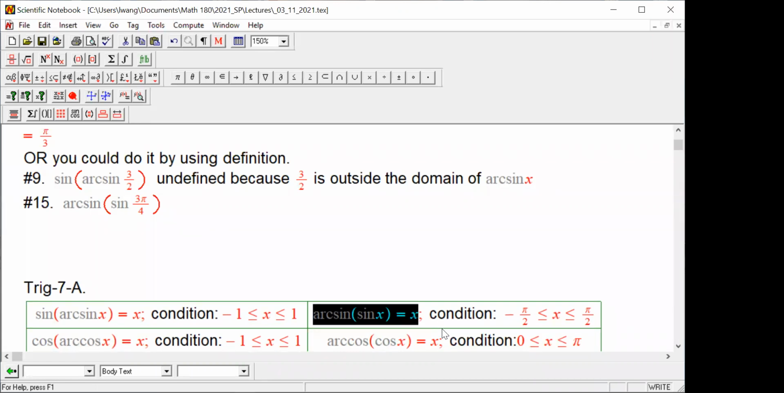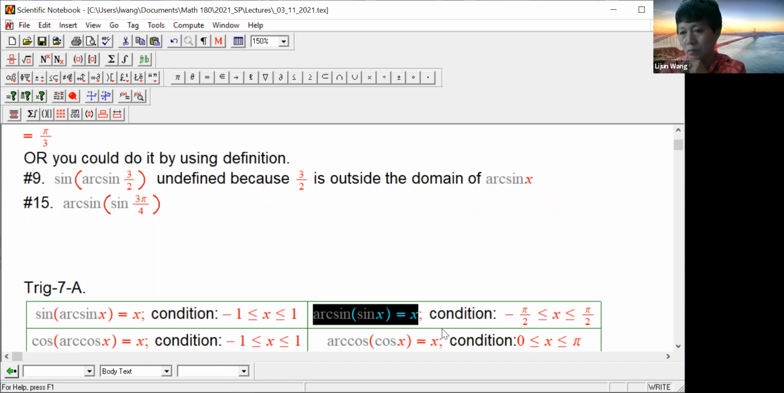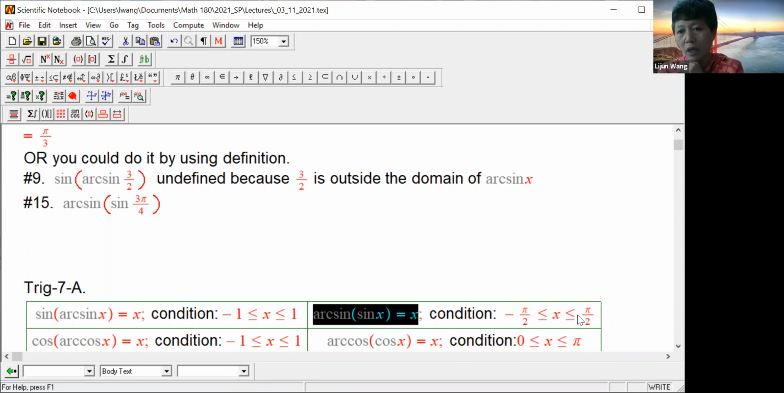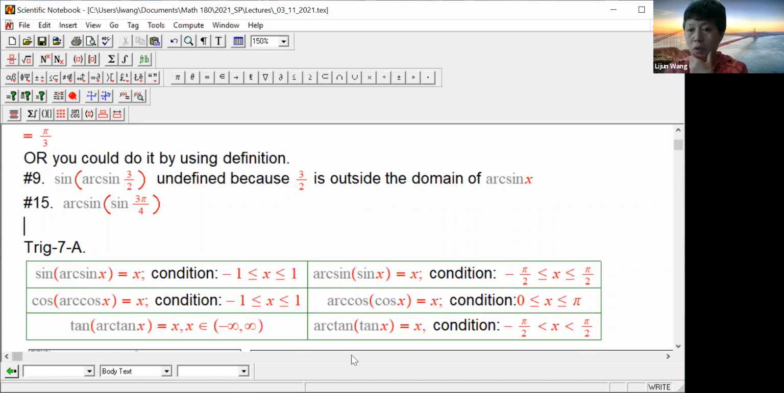Yes? In order to apply that property, what do you have to do? You have to check this condition. It's a conditional statement. The answer is you cannot apply that property because 3 pi over 4 is outside that requirement. You follow me? So on all of these rows, and there are 4 rows in the notes, there are conditions.